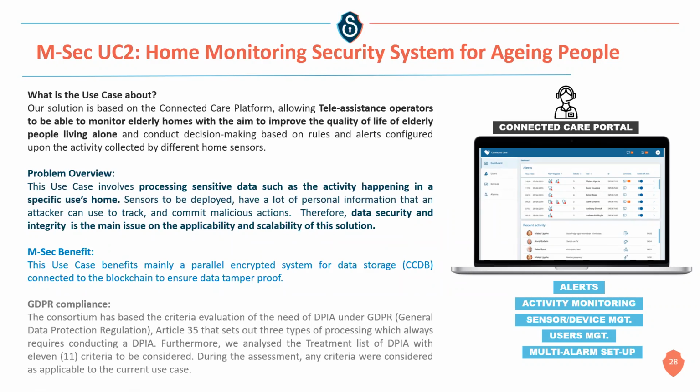The data is being captured and sent by a smartphone or home monitoring devices in a specific user's home. In this scenario, we have a lot of personal sensitive information that an attacker can use to commit malicious actions. As this use case involves the processing of this sensitive data, it's very important to ensure the security and integrity of the data. It is at this point where the use case takes benefit of the crypto companion database to encrypt the data and its connection with the blockchain to ensure the data is tamper-proof. GDPR, as you can understand here, is very important and it is part of a broader context that has to do especially with the sensitive personal data that are being used.